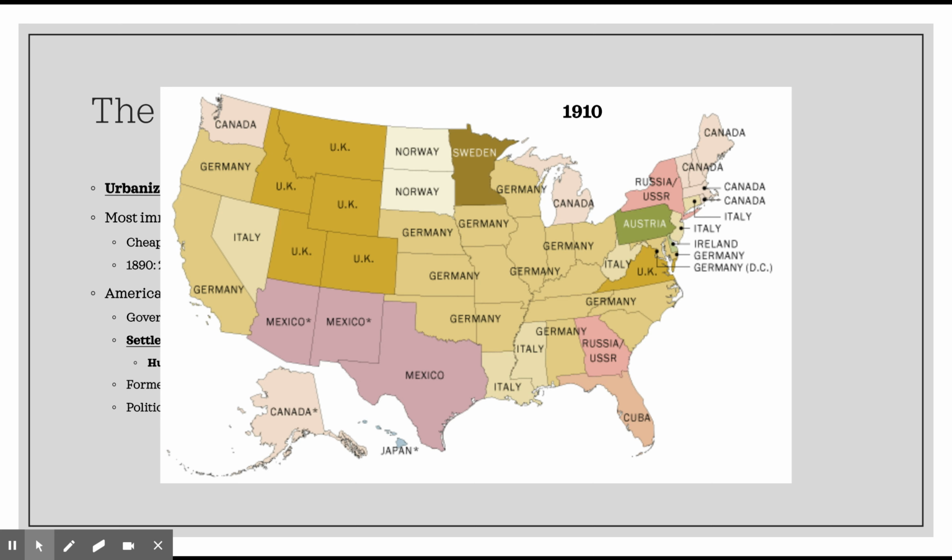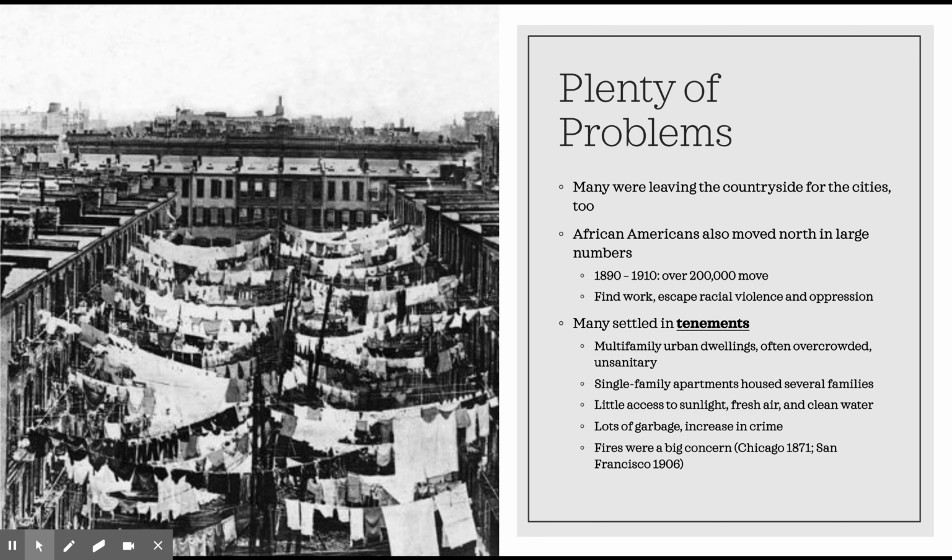So life in the city had plenty of problems. And in fact, it wasn't just immigrants who were moving to the cities. It was many people leaving the countryside for the cities too. And African Americans were also leaving the South and moving to the cities. In large numbers, in fact, between 1890 and 1910, over 200,000 African Americans left the South and moved to the cities, for many of the same reasons that immigrants were coming to the United States.